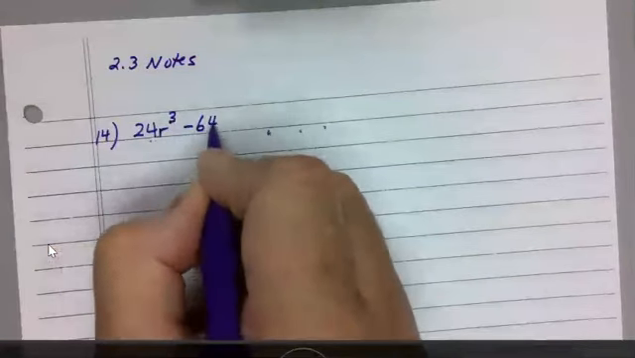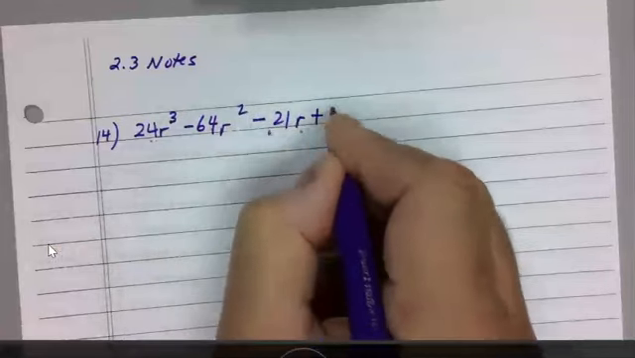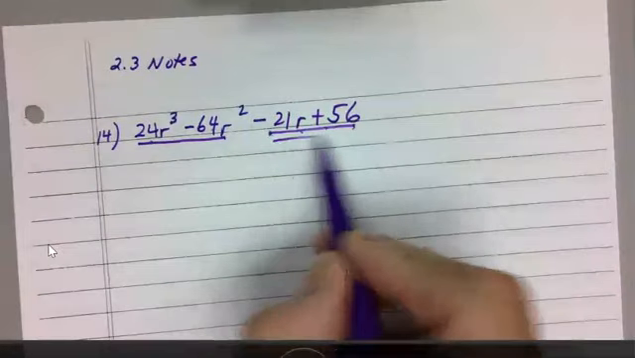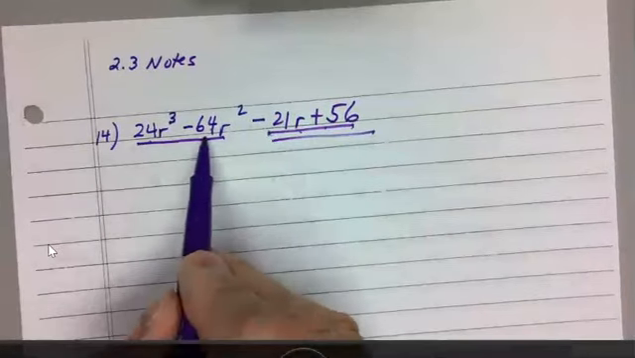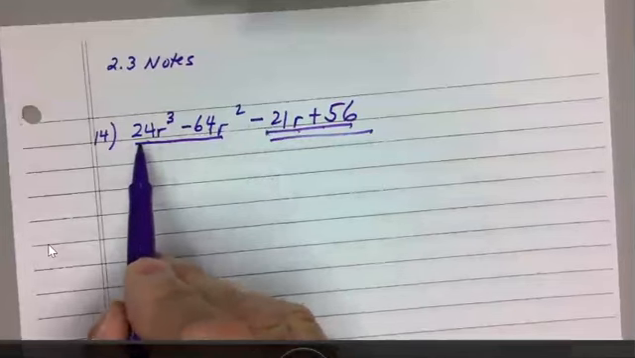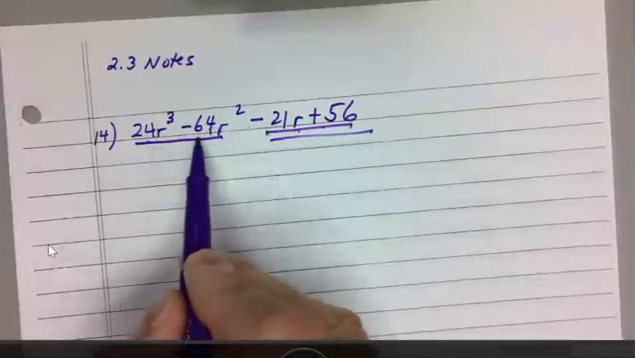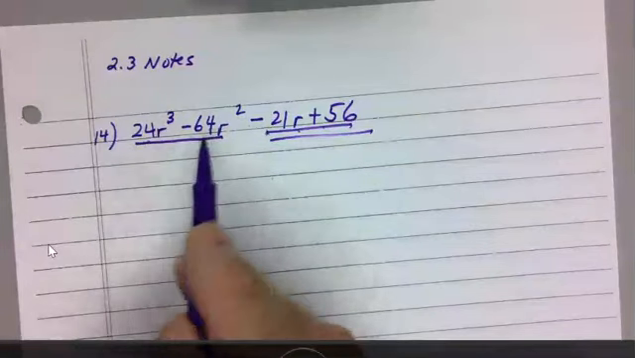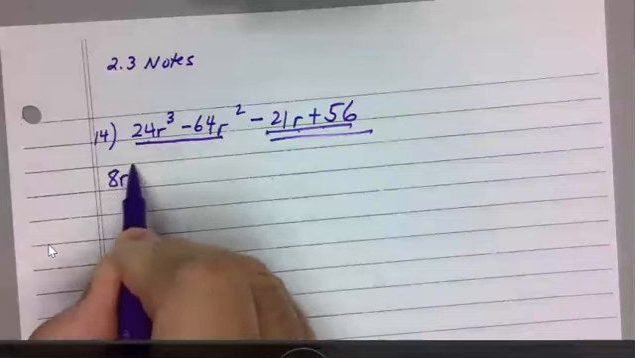Okay, 24r cubed minus 64r squared minus 21r plus 56. I'm going to group these two together and these two together. Is 24 going into 64? No, the next biggest factor of 24 is 12. Is 12 going into 64? The next biggest factor of 24 is 8. Is 8 going into 64? Yep. So it'd be 8r squared.